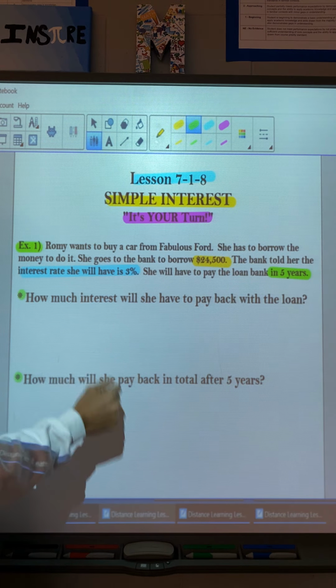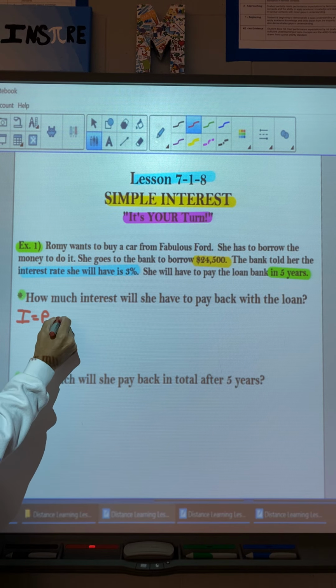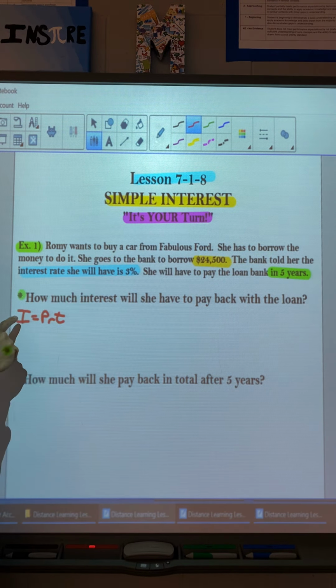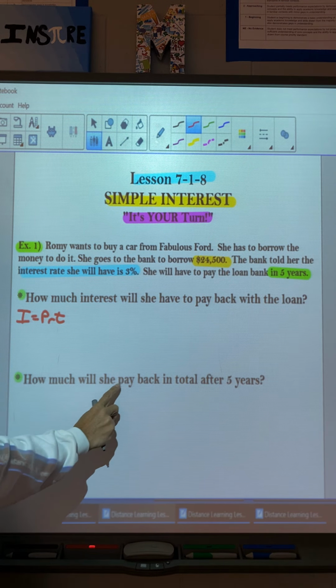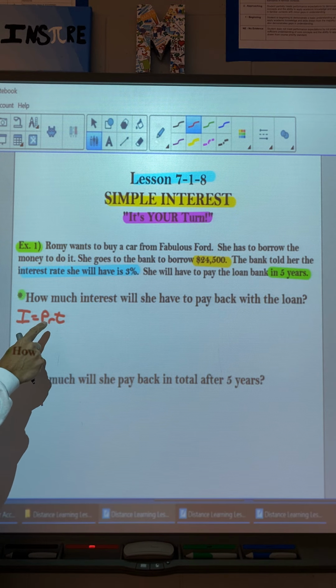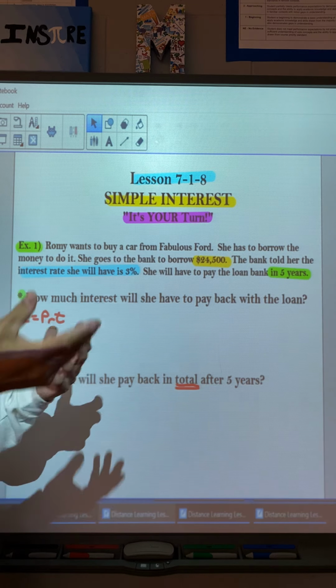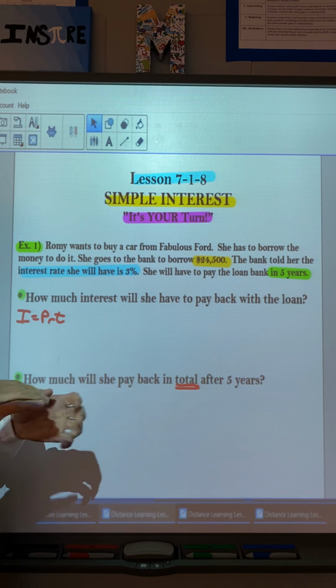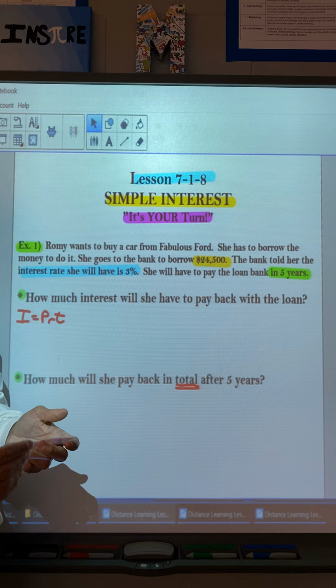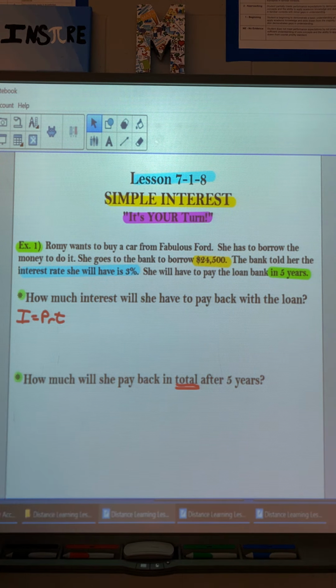Okay? You have I equals PRT. You have 3 of the pieces, and you're finding the interest. You just have to plug it in and multiply. And then, how much will she pay back total after 5 years? So this is just the interest in 5 years, and then what's she going to pay back total? Okay, now you can pause your video and get to work. Once you're done, come back and I'll have the other slide for you. So pause.